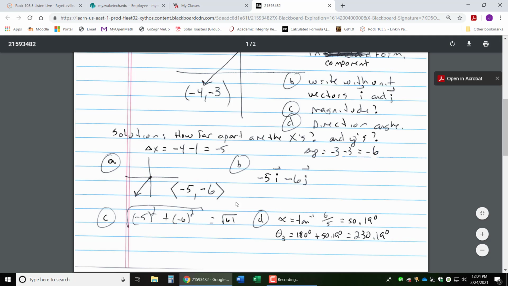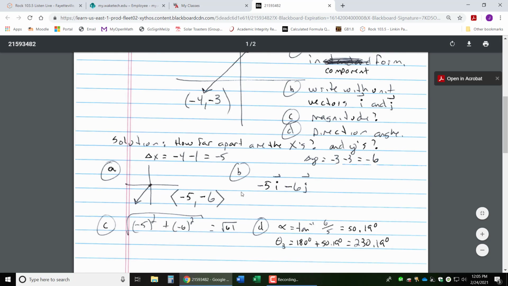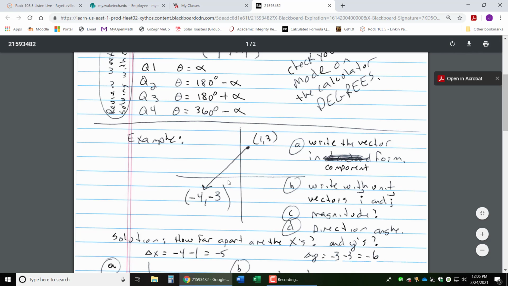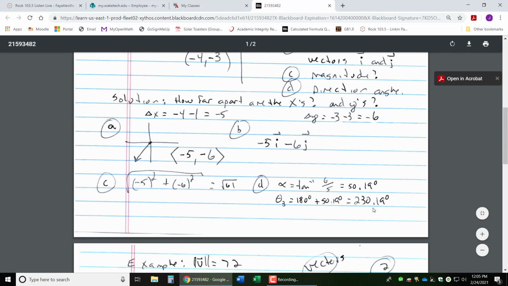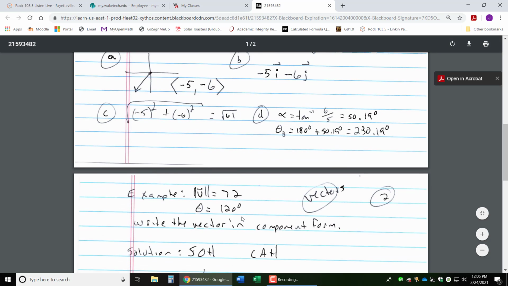So again, we're going to take the x and y, -5, -6, make it positive so that the calculator gives us the reference angle, and then pay attention to the fact that this is in quadrant 3. So quadrant 3, 180 plus the reference angle. So the direction angle, 230.19. You got it right there. All right, next example, a little bit different.